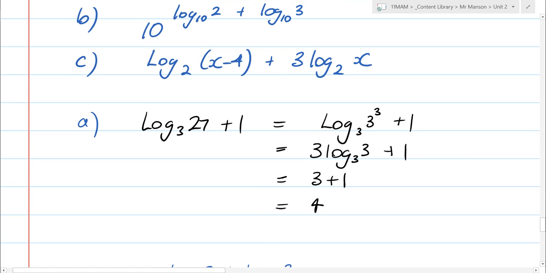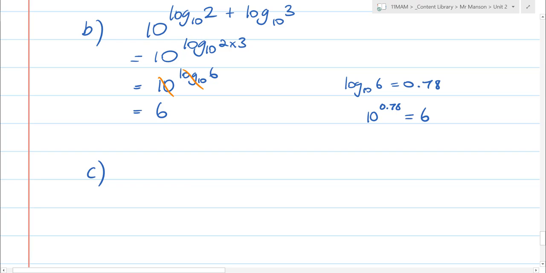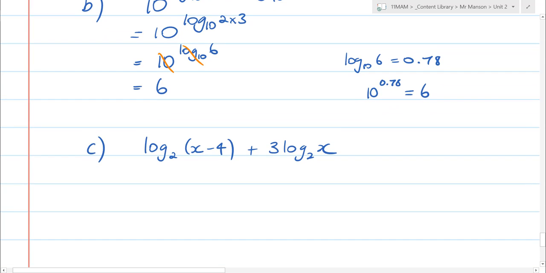The last example: log base 2 of x minus 4 plus 3 log base 2 of x. We just want to simplify this. I can add 2 log base 2's together, but the second one has a 3 out the front at the moment, so I can't add them together yet. It might be tempting to add them together and put a 4 out the front, but you can't do that. You can only add logs when they're singular.